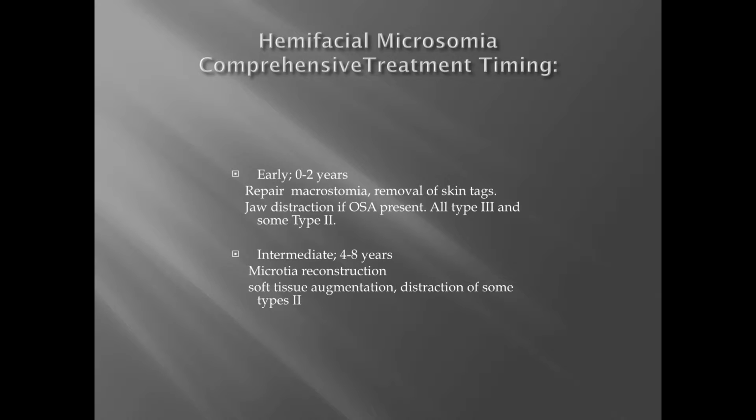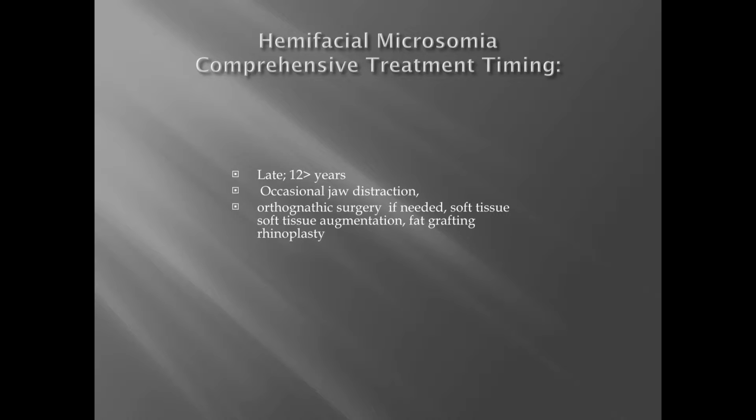condition. The intermediate treatment level is 4 to 8 years. Here, a microtia reconstruction would be initiated, and again, that's going to be covered by other speakers. Soft tissue augmentation is frequently done, if needed at this time, by fat transfer, and distraction of some of the type 2 jaws. It's preferable if the mandible is small, the lower jaw that is, that the distraction be performed while the face is growing vertically, and that is in the area of 7 to 9 years of age, in preparation for later surgery if needed in adulthood.